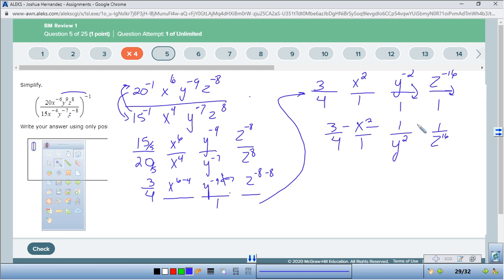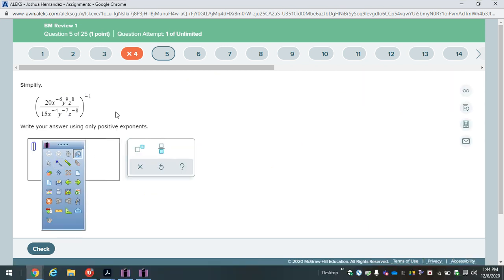Now, everything on top goes on top, so we're going to have 3x squared. 1 times 1 is 1. 4 times 1, 4. And then y squared, z to the 16th. And there it is. I think it's pretty easy. Pretty cool flow of stuff. Okay, next one.